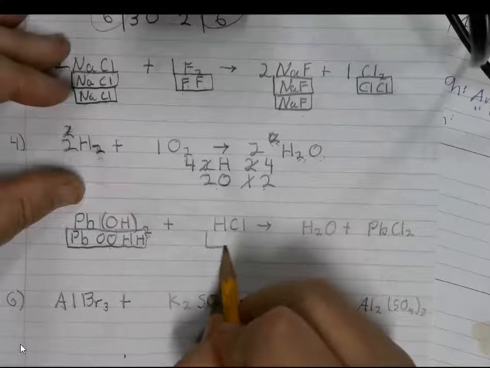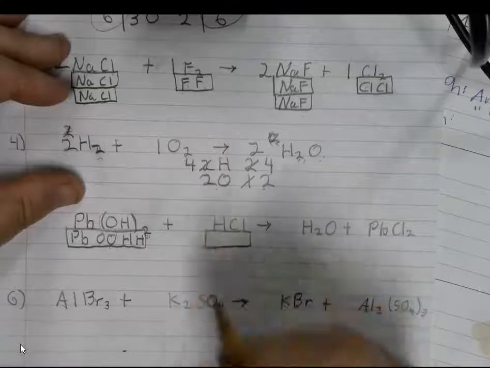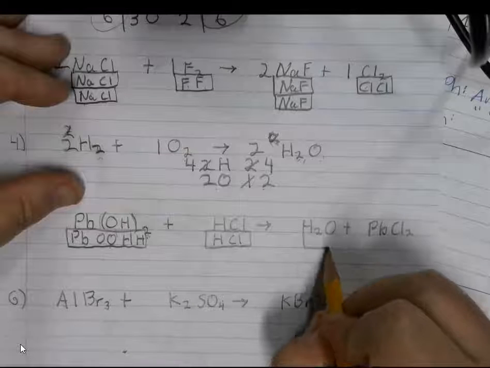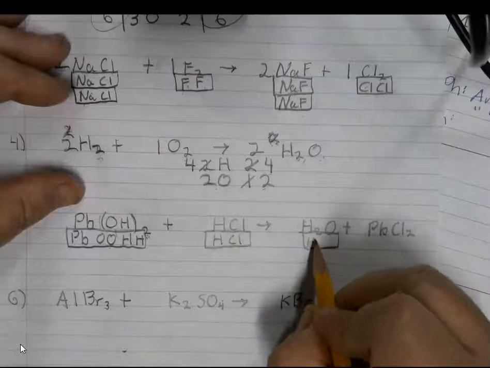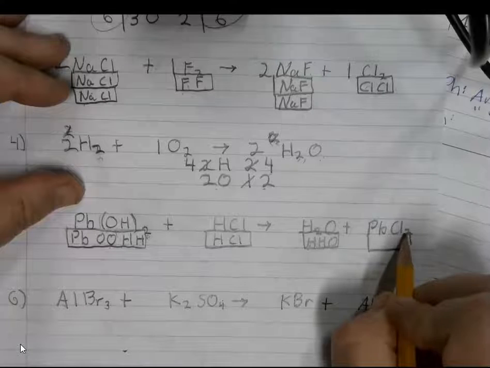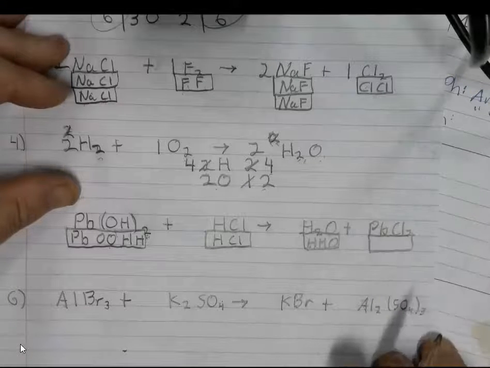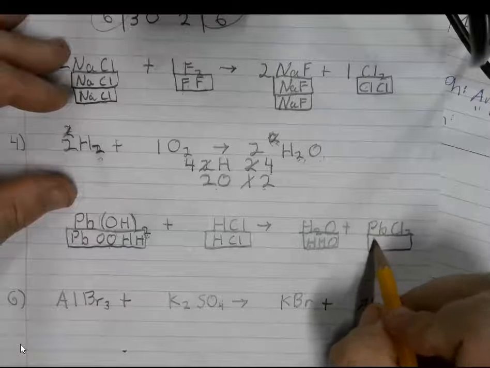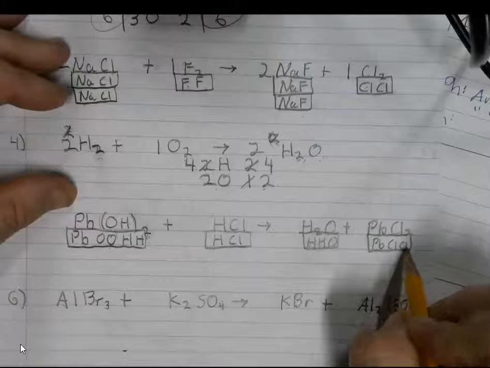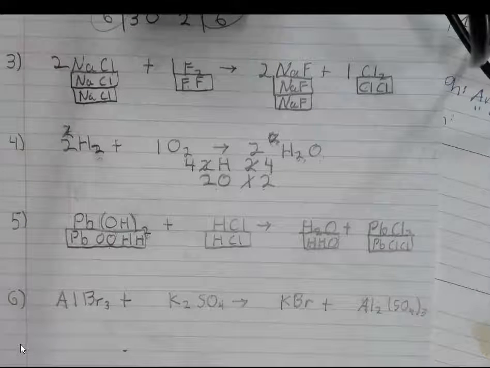Over here we have hydrochloric acid. That's what we dropped our zinc into. H and Cl. Here we have water, and that's H H O. And here we have lead chloride. That would be lead 2 chloride. But that doesn't matter right now. We're just counting atoms. Okay? All right, so there we go.